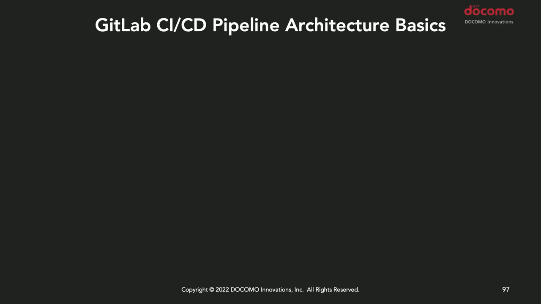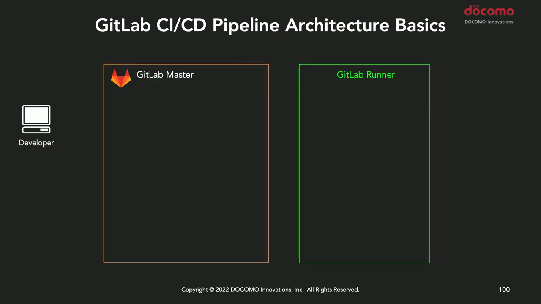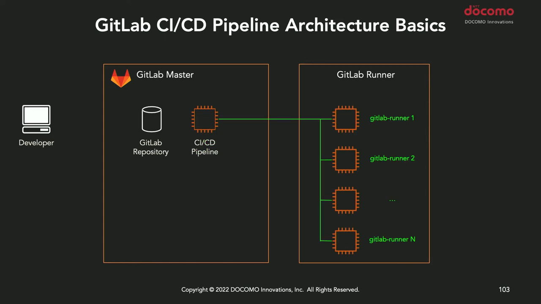By the way, here are the architecture basics of the GitLab CI/CD pipeline. We have the developers in our teams, and the GitLab CI/CD pipeline consists of two parts. One is the GitLab master, hosted by GitLab as software as a service. The other one is GitLab runners. The GitLab master has a GitLab repository, and it has the functionality of the CI/CD pipeline. The GitLab CI/CD pipeline system invokes GitLab runners to process a certain test. We can set up multiple GitLab runners like in this diagram.